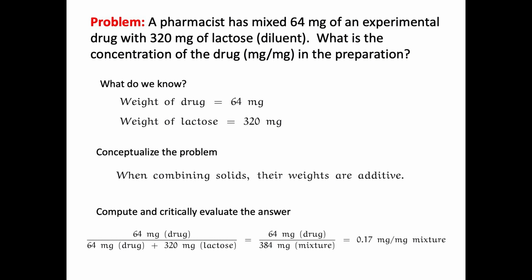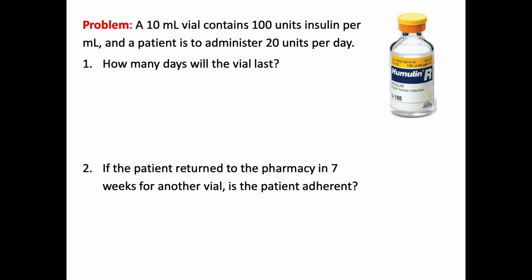So when I do that numerically and take 64 divided by 384, I see that my final answer is 0.17 milligrams of drug per milligrams of mixture. And that is the answer for this question. All right, let's try our next question.